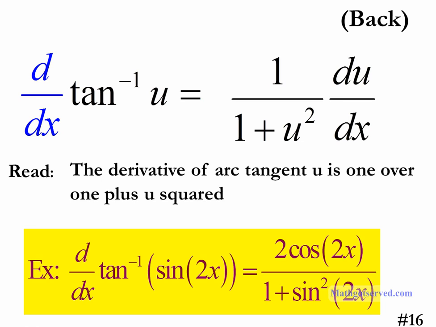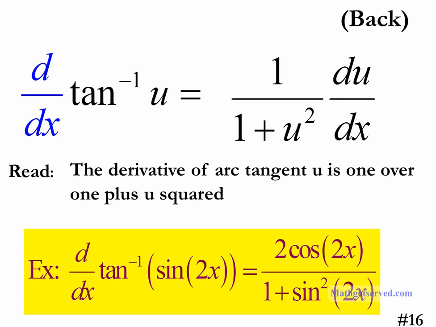The derivative of the arctan of sine 2x. In this situation, we have double composition happening here. The arctan is composed with sine, and sine is composed with the linear function 2x. So we're going to be applying the chain rule twice here. When we're differentiating the outer function, arctan, we're going to have 1 over 1 plus u squared. u is sine 2x. So we're going to have 1 over 1 plus sine squared 2x.